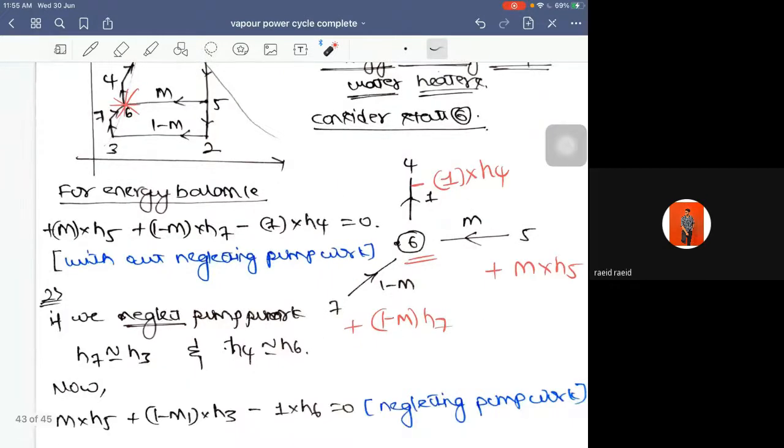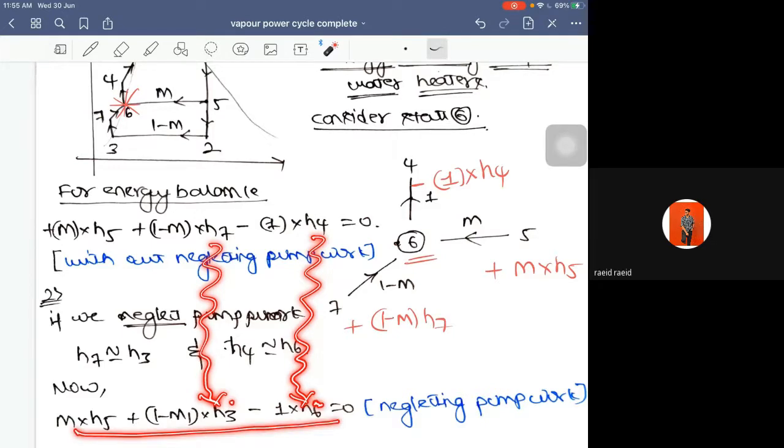Now what I will do is, if I neglect the pump work, I have to replace H7 with H3 and I have to replace H4 with H6. This particular equation I would get when I am neglecting the pump work. Is it clear? Any doubts? No, sir.